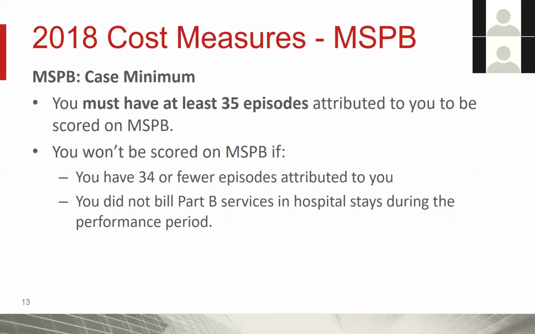An additional key factor to the MSPB cost measure is meeting the case minimum threshold. So you'll have to meet at least 35 episodes attributed to you in order to be scored on the MSPB cost measure. You will not be scored on MSPB if you have fewer than 34 episodes attributed to you, or if you did not bill Part B services in hospital stays during the performance period.